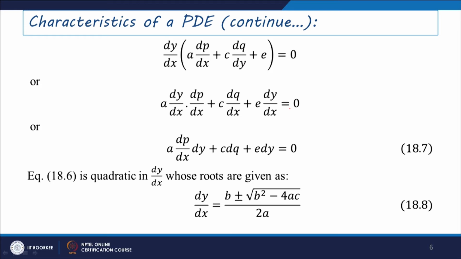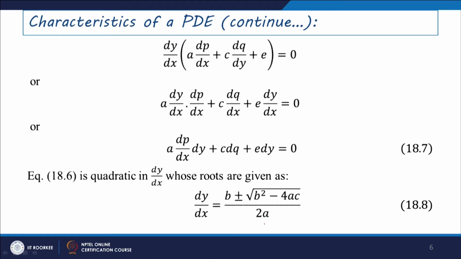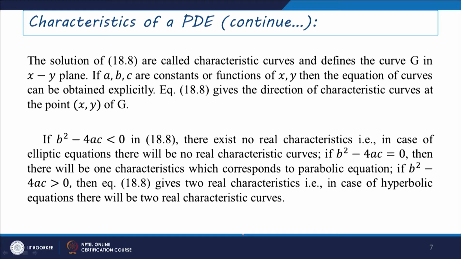So, if you see here, this can be written in a differential form. It can be expressed as a dp by dx into dy plus c dq plus e dy, this equals to 0. And if you solve this equation that is expressed in 18.6 here, that is a dy by dx whole square minus b dy by dx plus c equals to 0, this is a quadratic equation here, and its root can be expressed as dy by dx equals to b plus or minus square root of b square minus 4ac by 2a here.